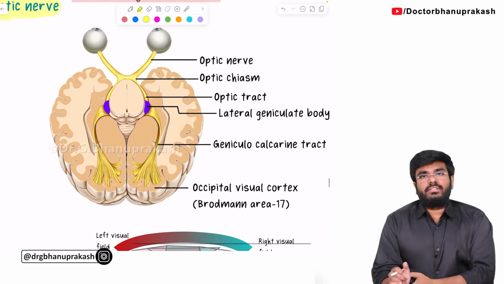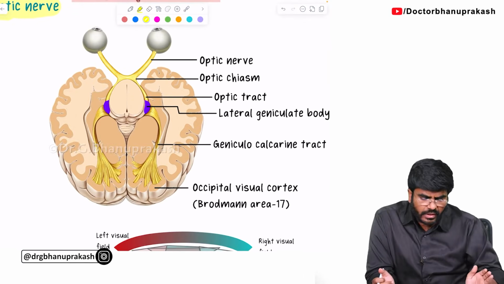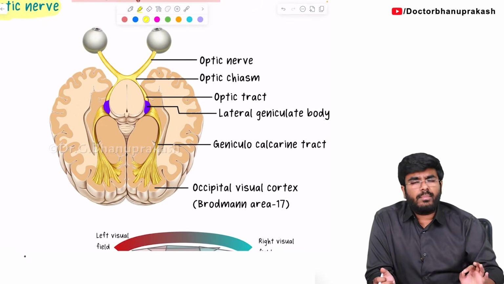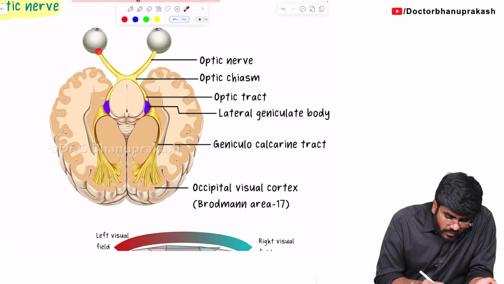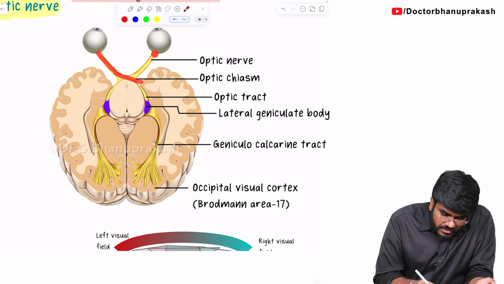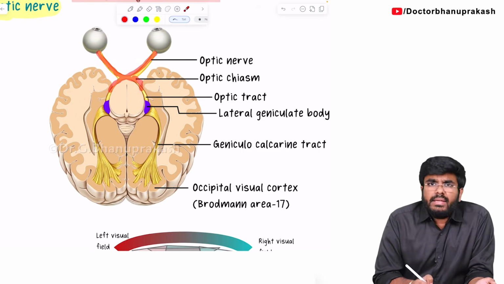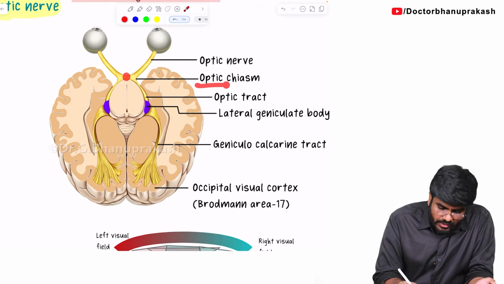Guys, look at the optic pathway now. Okay, the visual pathway, you can say, how the light information is going to the cortex. We all know these are the two eyeballs, and from the eyeballs, what is this nerve that is coming out? This is the optic nerve. Optic nerves cross in an area. That area is called the optic chiasm. Okay, both the optic nerves are crossing in an area called the optic chiasma.